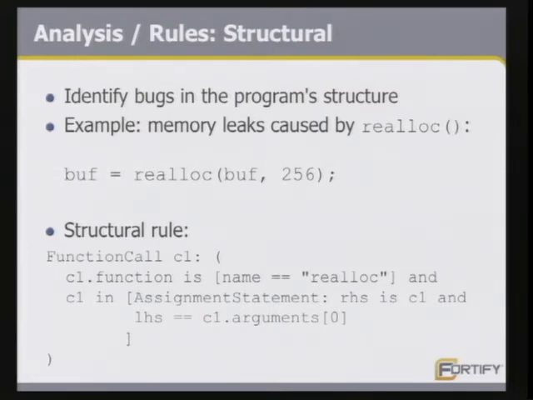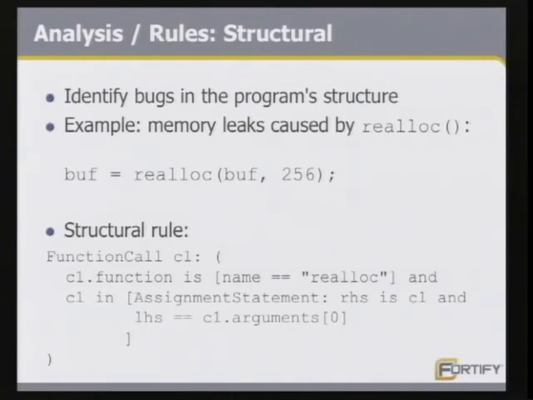An example of a bug you might want to find with structural analysis is this one here. I'm used to having a screen behind me to point at, so I'm sorry I keep pointing at my laptop screen. If you pass the same buffer into the first argument of realloc as you assign the return value of realloc to, you may have a memory leak if realloc fails. So if it can't allocate enough new memory, it's going to return an error code, and that's going to overwrite your remaining pointer to the memory that's already allocated.